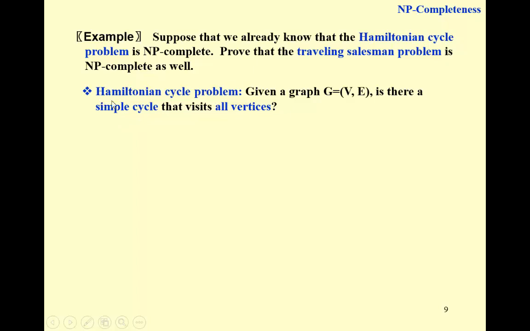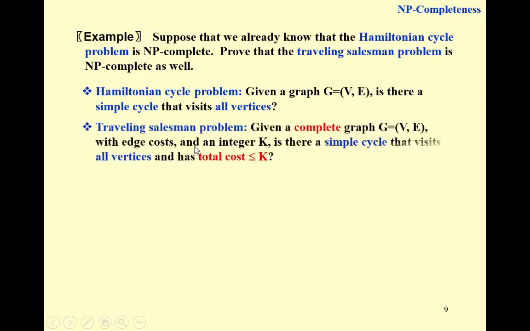That's the decision version of the Hamilton cycle problem. The traveling salesman problem, TSP, is: given a complete graph with edge costs and an integer k, is there a simple cycle that visits all vertices and has total cost less than or equal to k? The original problem is to find, in a complete graph, a Hamilton cycle with minimum cost. This is the decision version of that problem.